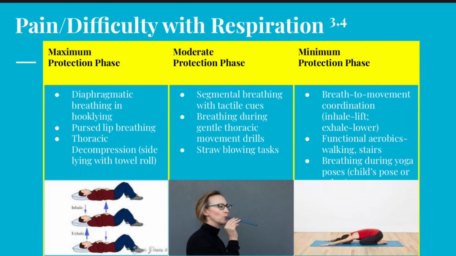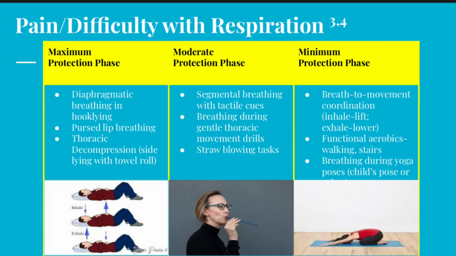So for our maximal protection phase, we want to focus on just basic breathing techniques and gentle decompression. So we can do diaphragmatic breathing and hook line, which will encourage efficient breath mechanics and just reduce reliance on accessory muscles. We can have the patient do pursed lip breathing, which will help control exhalation and maintain lung expansion. Then we can also do thoracic decompression, and we can do this sideline with a towel roll. And this will just gently mobilize the ribs and reduce stiffness.